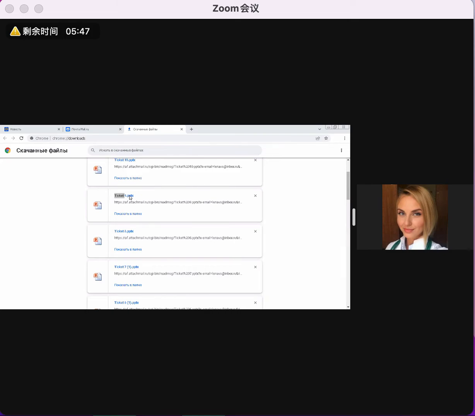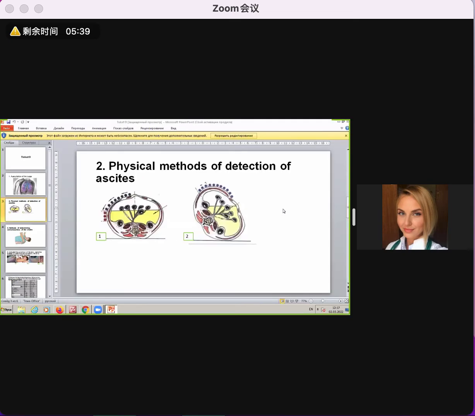Physical methods for detection of ascites. Percussion. Yes, percussion. Yes, the methods, please read in the book, okay?